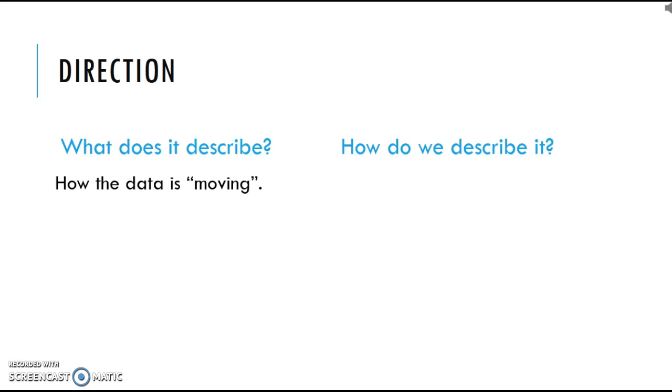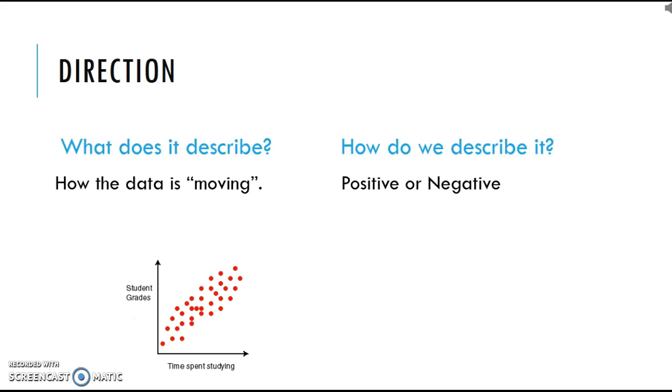Direction describes how the data is moving. To describe this, we use the words positive or negative. Here is an example of a positive direction. The explanatory variable is the time spent studying, and the response variable is a student's grade. This data is moving in a positive manner. You'll notice this is the same as the slope of a line. Here's an example of a negative direction.